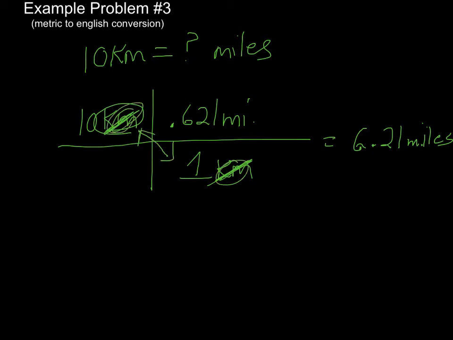Kilometers cancels kilometers, and we're left with miles. Do another one. Let's do a rate problem. Rate problems are a little bit more difficult, and let's do a fairly easy one where we know the equivalencies pretty easily. So let's do 20 miles an hour, and that equals how many feet per second?